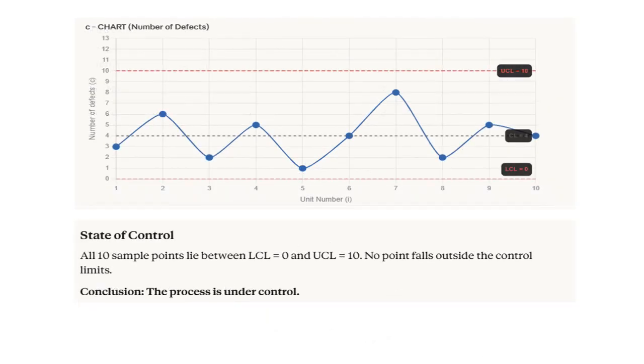From the given values, draw the C chart by using the number of defects as the y-axis and the unit number as the x-axis. And from the given chart, that is the graph, it is evident that all 10 sample points lie between the lower control limit and the upper control limit. No point falls outside the control limits. Hence, the entire process is under control.